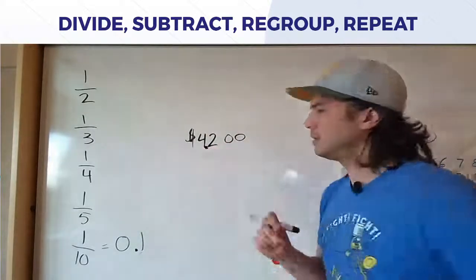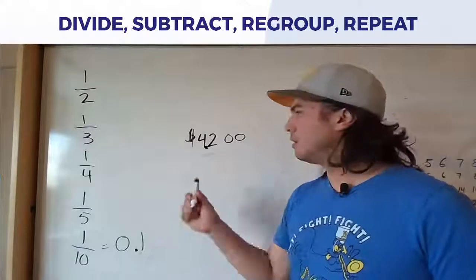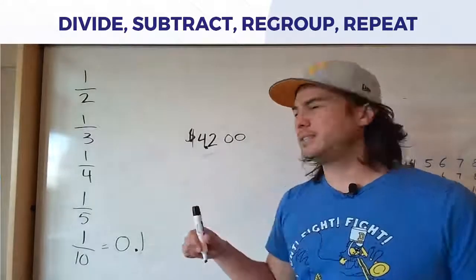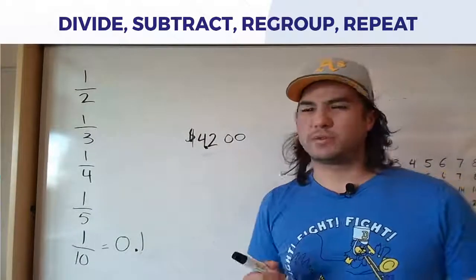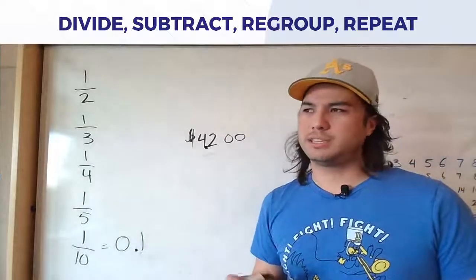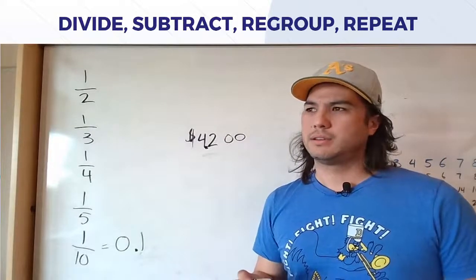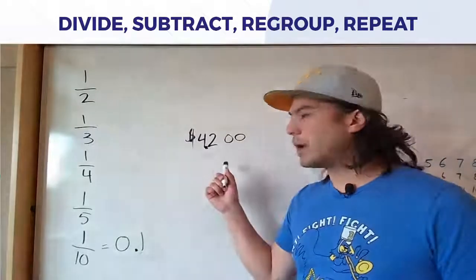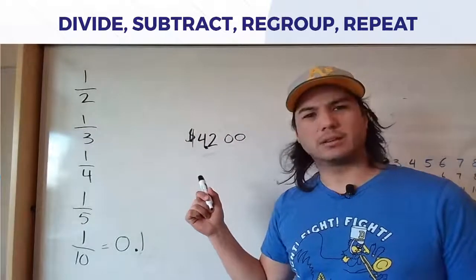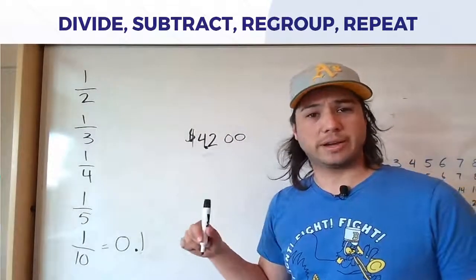$4.20 times 4. $4 times 4 is 16. 20 cents times 4 is 80 cents, so $16.80. Subtract that from the price, it's about $27 left. That's a pretty good deal on a shirt. I might go buy it, right?